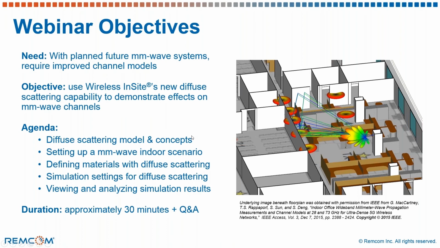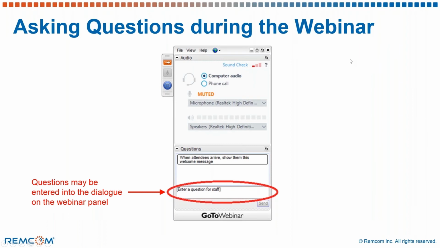So the objective of our webinar is to use Wireless InSite's new diffuse scattering capability to demonstrate how this capability affects millimeter wave channels. Our agenda will include going over the diffuse scattering model and the concepts behind the development of the model, setting up a millimeter wave indoor scenario based on an IEEE paper that we have replicated, defining materials with diffuse scattering, and setting simulations up so that we can use diffuse scattering within the simulations. And we'll conclude by viewing and analyzing some of the simulation results from this capability and looking at how they've affected the outcome. We expect this to take approximately 30 minutes, and we'll hold for a few minutes afterwards for questions and answers.